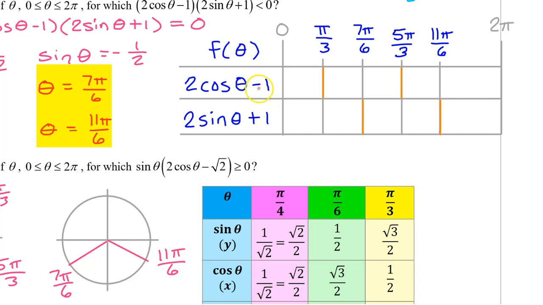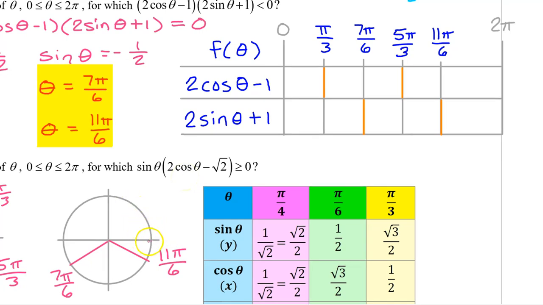Back to the first row. It's time to determine whether 2 cosine theta minus 1 is positive or negative in each interval. In the first interval, we can use 0 as a test value, since this is not one of the critical values where this factor is equal to 0. So if I plug in 0 for cosine, cosine is the x value on the unit circle, and right at 0, the x value is 1. So this is really 2 times 1 minus 1. 2 minus 1 is positive 1, so this factor is positive in this interval.